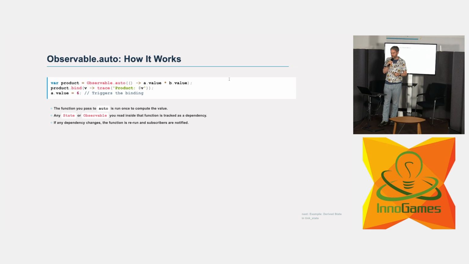How does it work? Basically like this. You just create an observable auto and then use your states or your other observables with the dot value thing, and Tink State will magically look into this code, pick up your observables and start tracking them right away. So you don't need to deal with the tracking part of this. And if any dependency changes, your binding is rerun and your subscribers are notified.